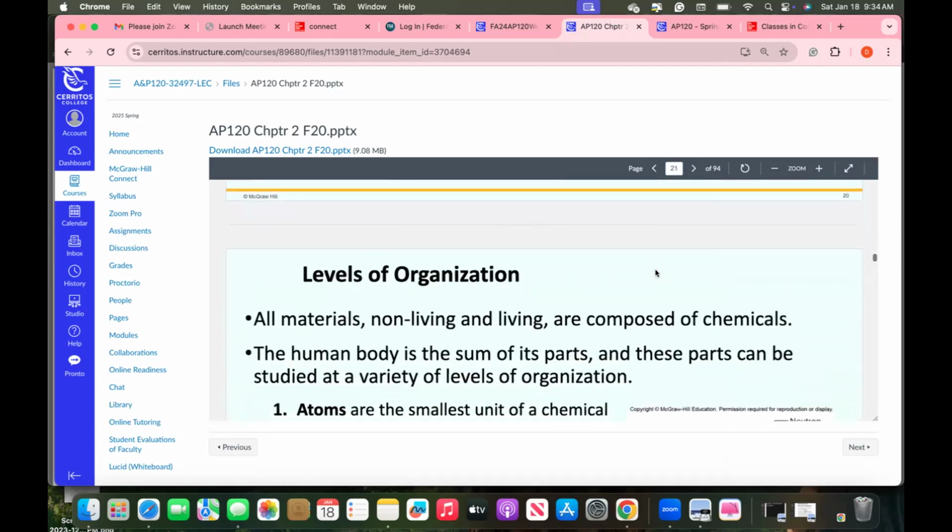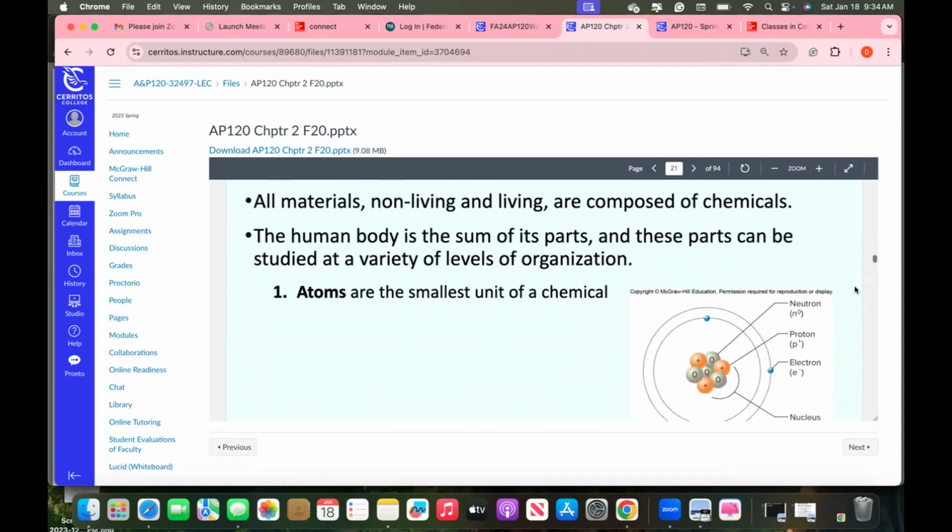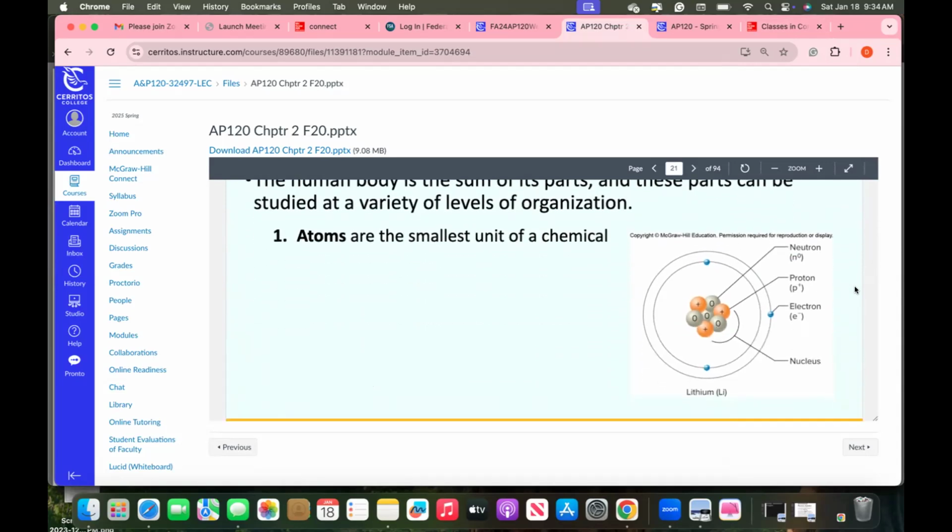Okay, so atoms are the smallest unit of a chemical. All materials, living and non-living, are composed of chemicals. The human body is the sum of its parts, and these parts can be studied at a variety of levels of organization. So if you look down in the picture, scroll down on your slide, she gave you a picture here.